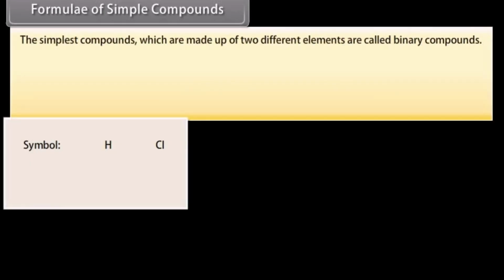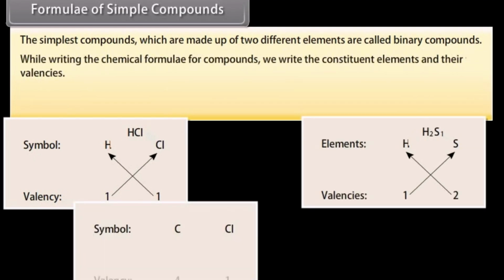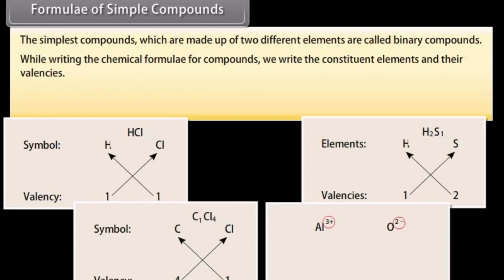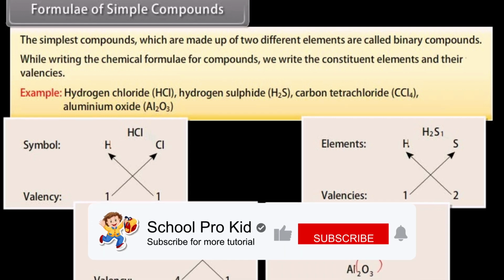Formula of simple compounds. The simplest compounds, which are made up of two different elements, are called binary compounds. While writing the chemical formula for compounds, we write the constituent elements and their valencies. Example, hydrogen chloride, HCl, hydrogen sulfide, H2S, carbon tetrachloride, CCl4, aluminium oxide, Al2O3.